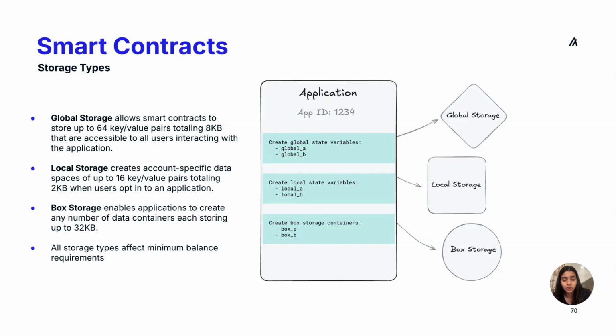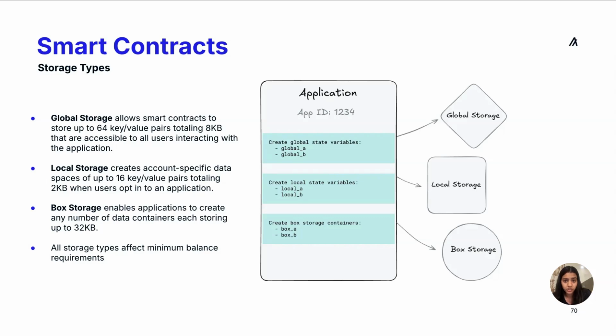Then there is local storage. This is user specific data that gets created when someone opts into your application. Think of it like a personal folder for each user. Maybe it's their high score in a game or their preferences in an app. Each user gets up to 16 key value pairs, totaling 2 kilobytes. But here's something important to remember: users can delete their own local storage at any time. So don't put critical application data there that you absolutely need to keep around.